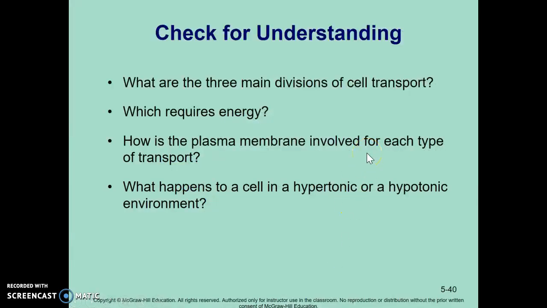Okay, so in this chunk, I want you to be able to tell me the 3 divisions of cell transport, and I want you to know which ones require energy and which ones don't. And we're going to circle back and talk about the plasma membrane and what type of molecules are involved in each type. You can look at the pictures and see that as well. And then I need you to know what happens to a cell in a hypertonic and a hypotonic environment. Go back through the notes to make sure you know the answers to these questions.